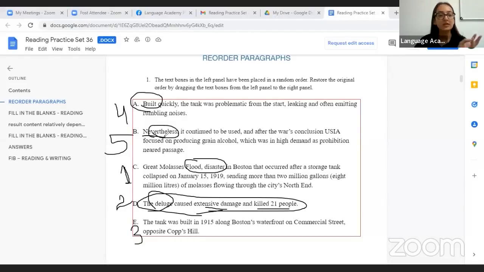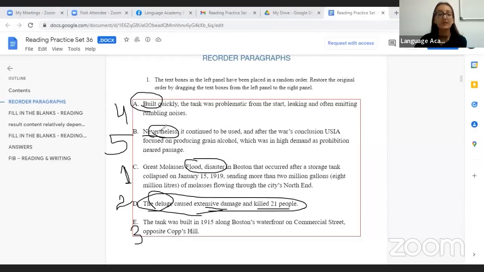The tank was built in this year, the tank had problems from the beginning. In between we are saying 21 people were killed. So don't go in expecting that each and every word we will understand, but please trust yourself that for the words which you understand, you are thinking right about the understanding of the story. I always say that it is possible that by understanding only a few words in blanks as well as reorders, you can reach the right answer.